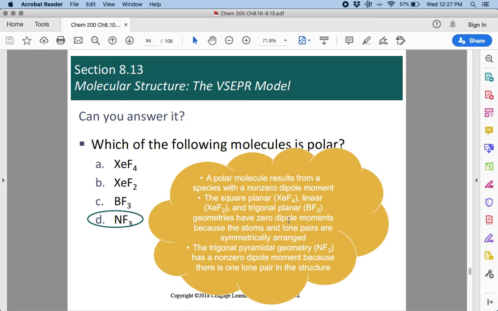To get whether you have a dipole moment, you need to know which bonds are polar and which bonds are not polar. So when we look at our options here, the only one where we have a dipole moment is NF3, because NF3 is trigonal pyramidal in its molecular geometry. So we will have three of our fluorines with polar bonds pointing out and our nitrogen sitting at top.